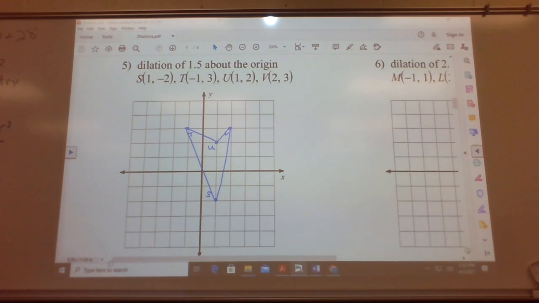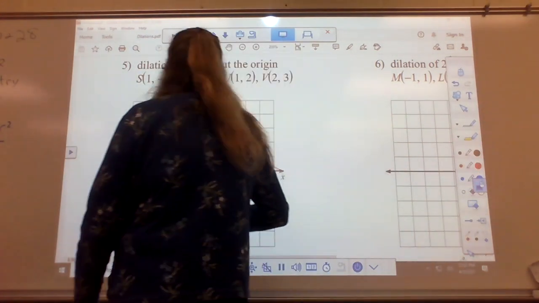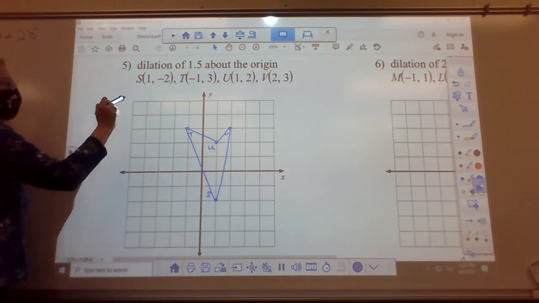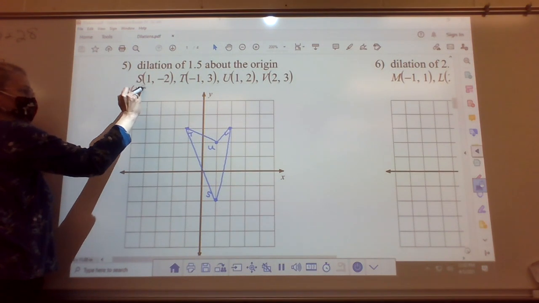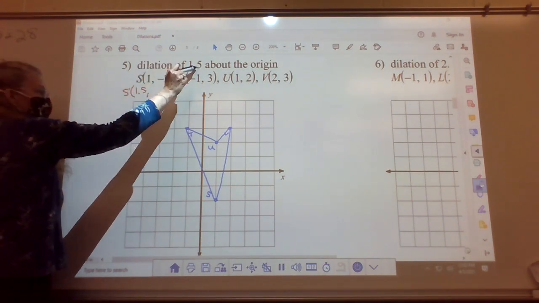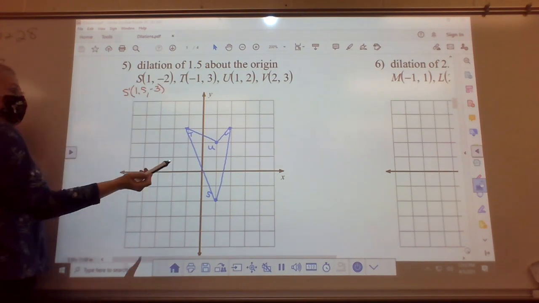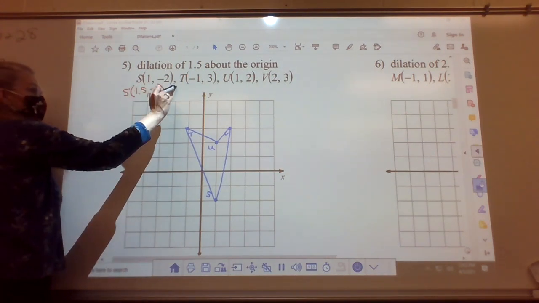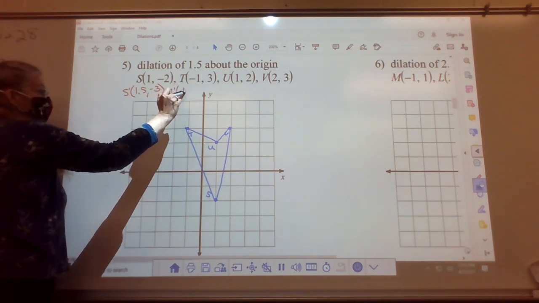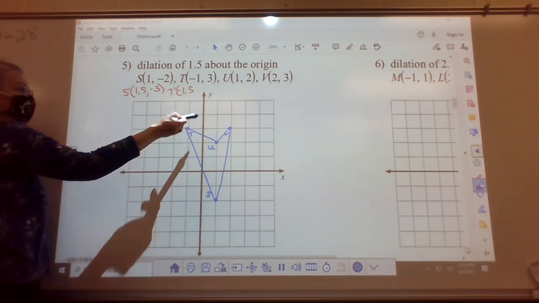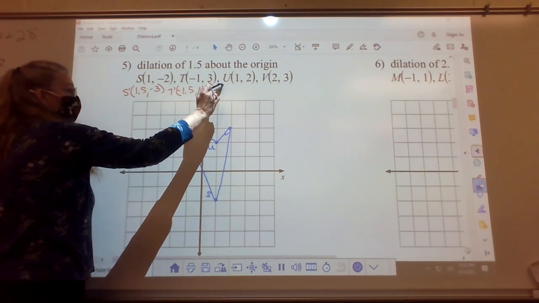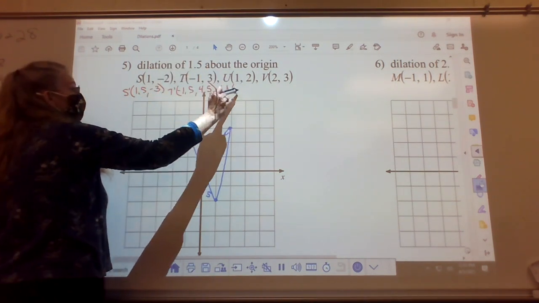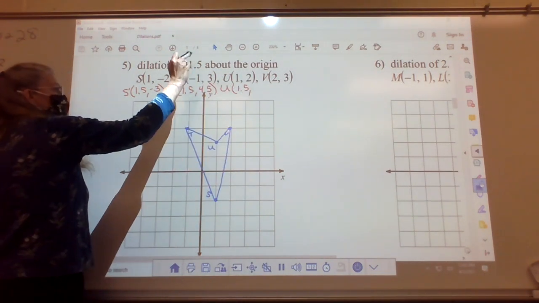Now this side has a dilation factor of 1.5. So all of these are going to get multiplied by 1.5. So my new S, 1 times 1.5 is 1.5. Negative 2 times 1.5 is negative 3. So there's my new S. T, negative 1 times 1.5 is negative 1.5, and 3 times 1.5 is 4.5. U, 1 times 1.5 is 1.5. 2 times 1.5 is 3.